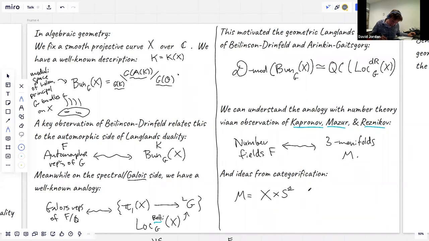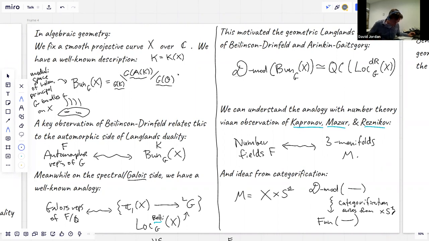So one example of the sort of thing to notice is that a category of D modules on something, this is a sort of categorification of functions on the same gadget in a way that I won't go into. And this sort of categorification arises from the fact that we've crossed with a circle.